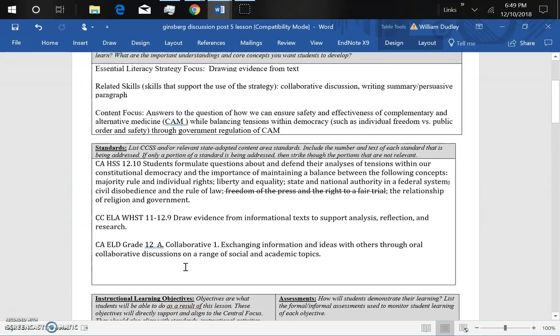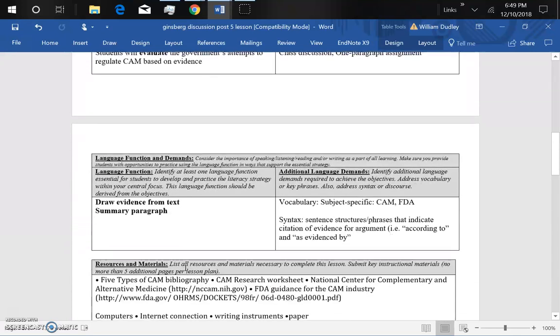So I think that covers most of the first part of this. Oh, so vocabulary is subject specific: CAM, complementary alternative medicine, FDA, Food and Drug Administration. There are probably others. The other one I chose was syntax.